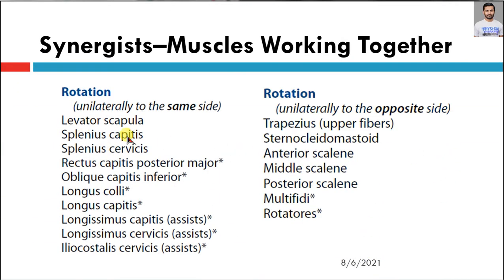For rotation, we can see the levator scapulae unilaterally to the same side: levator scapulae, splenius capitis, splenius cervicis, rectus capitis, longus colli, and all these muscles. For unilateral rotation to the opposite side, we have trapezius, sternocleidomastoid, anterior scaleni, middle and posterior scaleni, multifidus, and rotators.